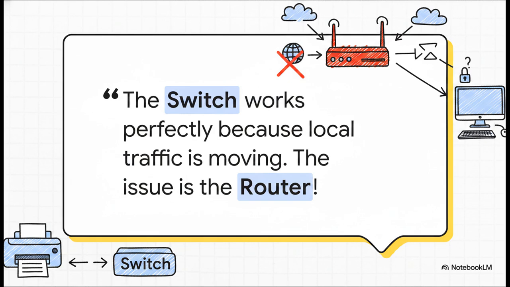Here is the brilliant deduction you can make in seconds. Because that printer works, you instantly know local traffic is moving. Therefore, the switch is working perfectly. By separating those local and external traffic concepts in your mind, you immediately know the issue must be with the router, or maybe a wrong gateway configuration. The problem is exclusively at the exit door. Boom! Troubleshooting time cut in half.